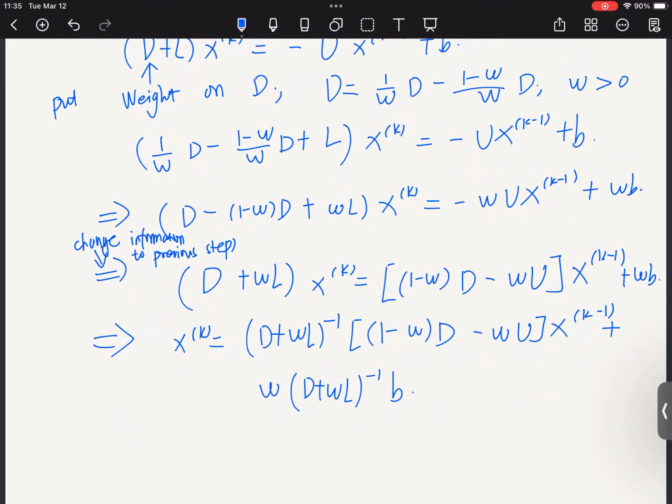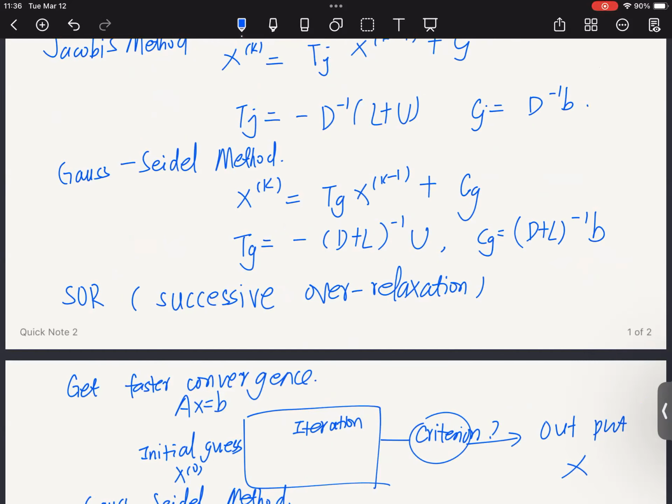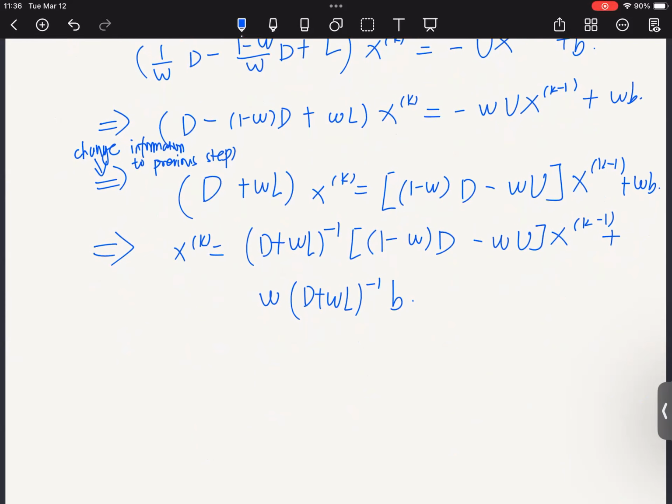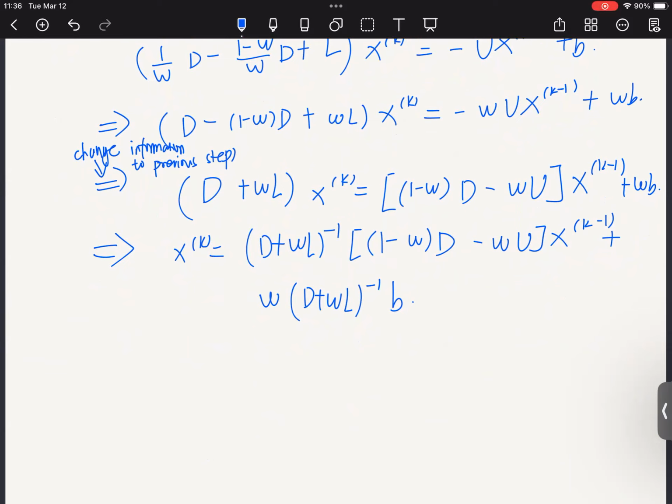The very important thing here, different from the Gauss-Seidel method, is that we put part of the diagonal information into the previous step vectors. So let's write it in this pattern, the TJ, CJ, TG, CG part. Because the weight is very important, we write it this way: xk equals T omega xk minus 1 plus C omega, because all of this is about the weight, how much of the diagonal information we want to put into the previous steps.